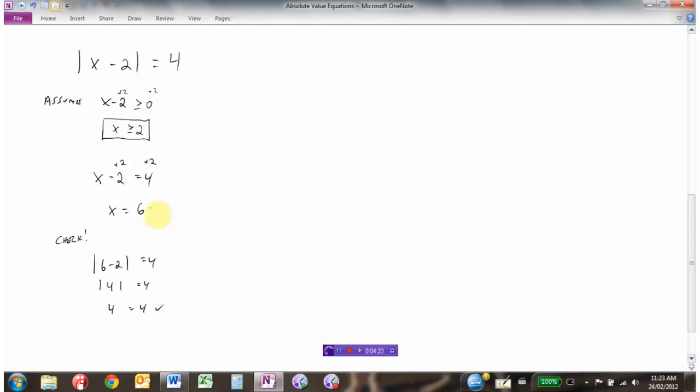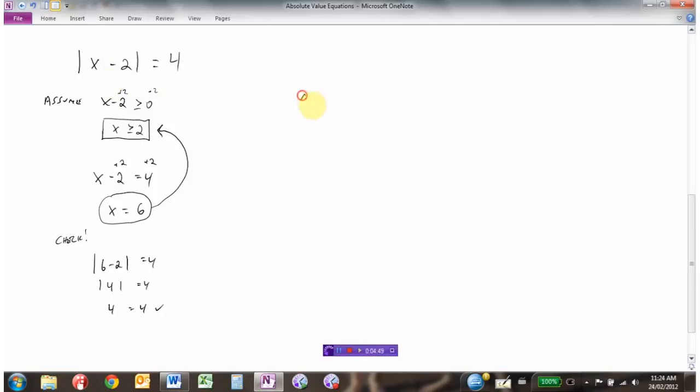The other thing that we needed to confirm is, does this fit with our assumption? So we assumed that x was greater than or equal to 2. We came out with an answer of x equals 6, and 6 was greater than or equal to 2. So we found the number to the right of 0 such that 6 minus 2, the absolute value of that, is a distance of 4 away from 0.